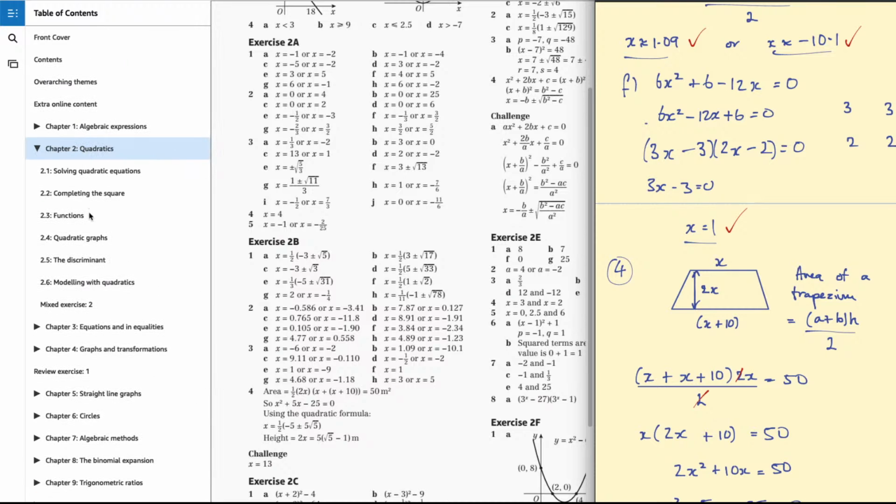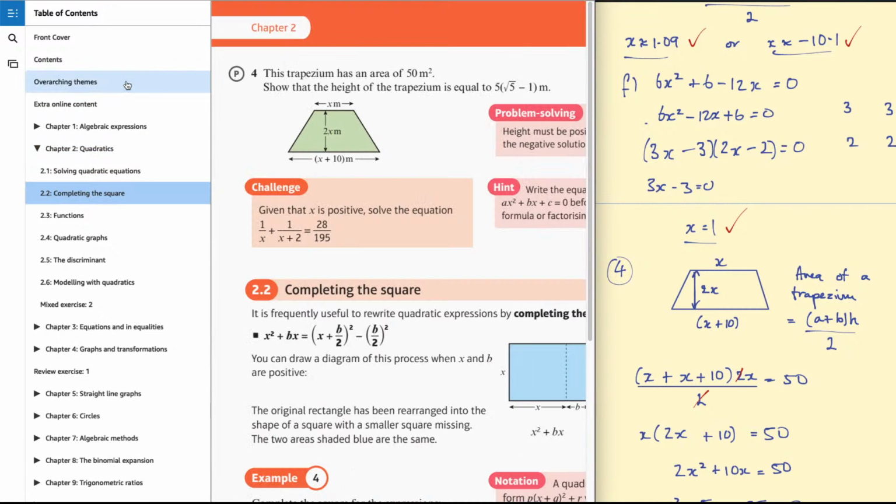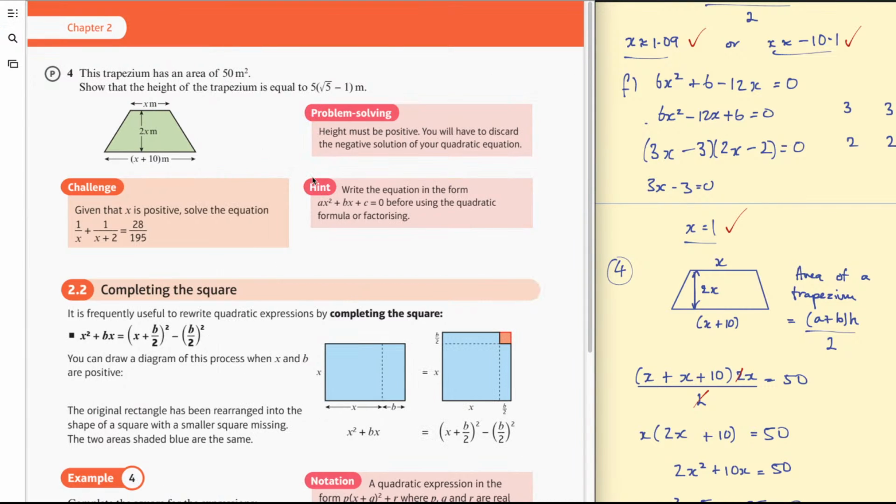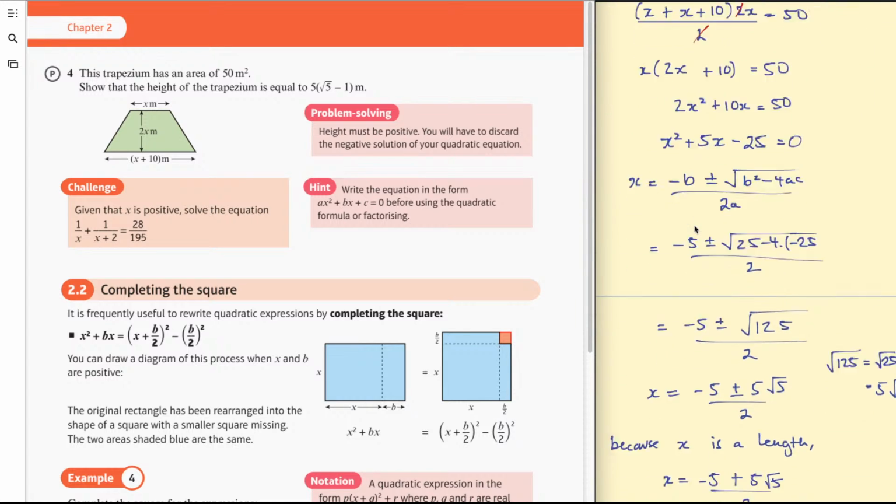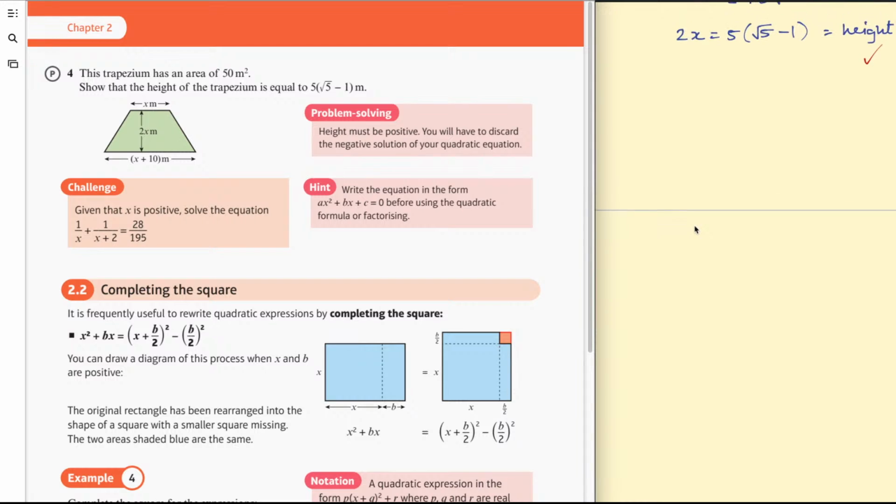Okay. Where were we? If you are in the live chat, I'd love your feedback if you want to do the challenge. Should we give the challenge a go, or do you want to move on to completing the square? Please let me know. Challenge or no challenge? Maybe I'll leave that up to you to have a go at.